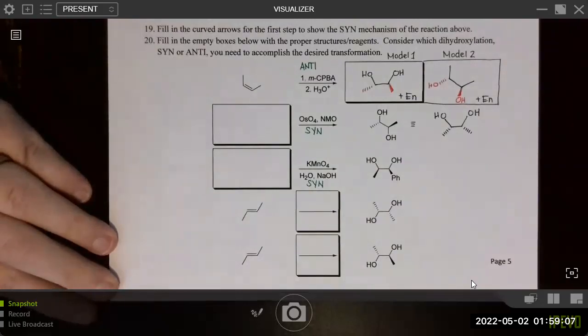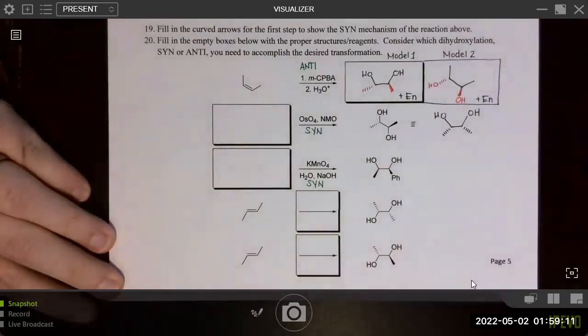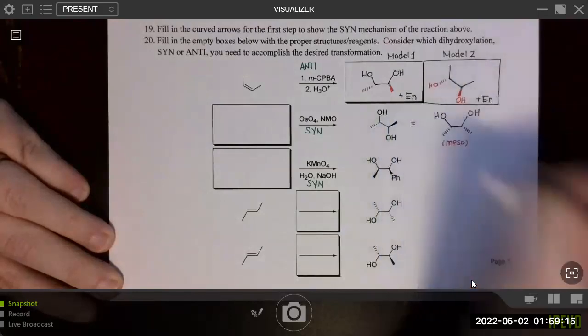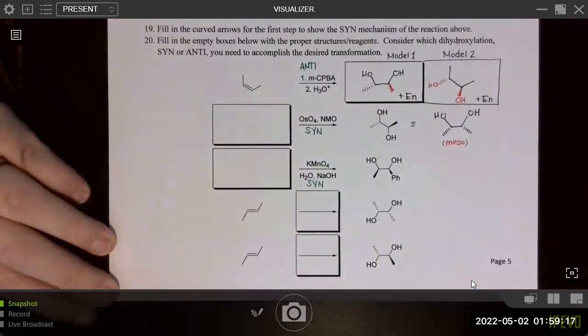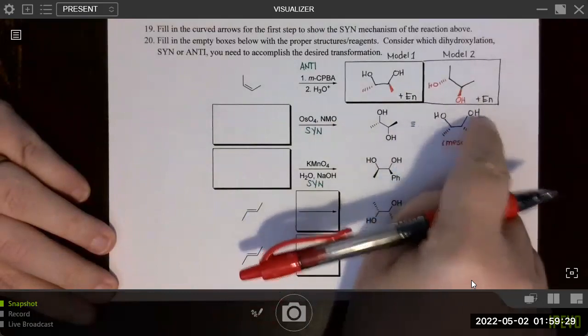Okay, by the way, you might have noticed that there's an internal plane of symmetry here. So this is actually a meso compound. So this one does not have an enantiomer. You didn't have to know that to do this problem, but I just wanted to point it out since I noticed.